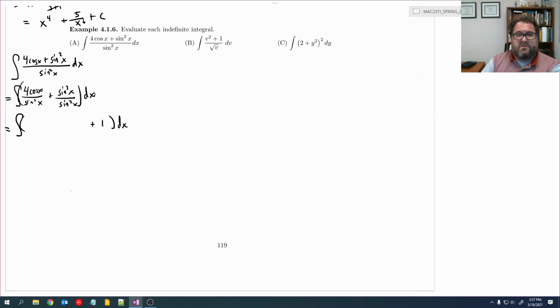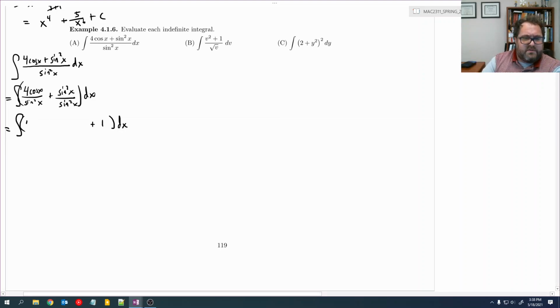Antidifferentiation, indefinite integration, is in general way harder than differentiation. What I mean by that is I could pretty much give you any function and say take the derivative, and you could probably take the derivative of it, given enough time and if you're careful enough with your algebra. Antidifferentiation, not so. There are plenty of situations where antidifferentiation gets more or less impossible or super, super hard, even with ostensibly simple functions. So let's try to rewrite this in a different way.